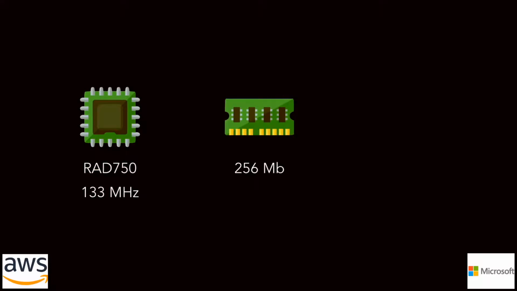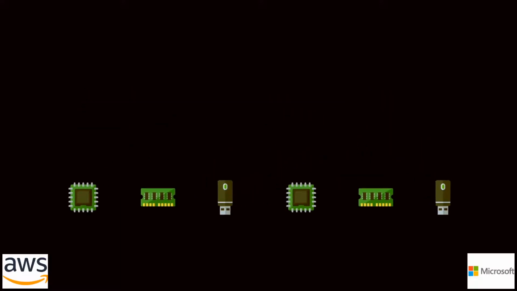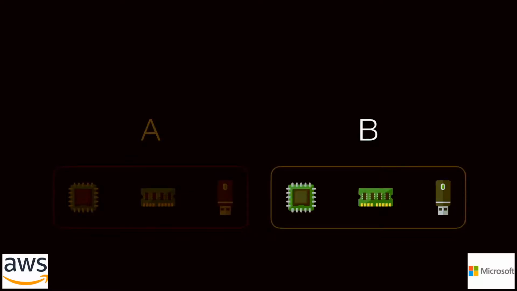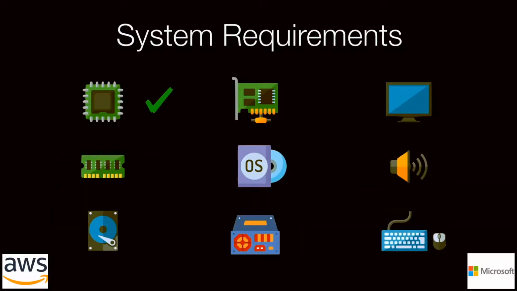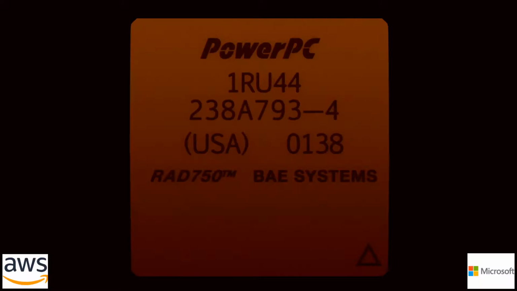It's got 256 megabytes of RAM and 2 gigabytes of storage, and it's actually got all of this twice because the rover has two different computers, A and B, and it switches between the two of them depending on whether or not one is giving issues or if they want to create software updates or anything else like that. So from a system requirements point of view, we've at least got enough CPU, RAM, and storage to maybe get Doom running on this thing.